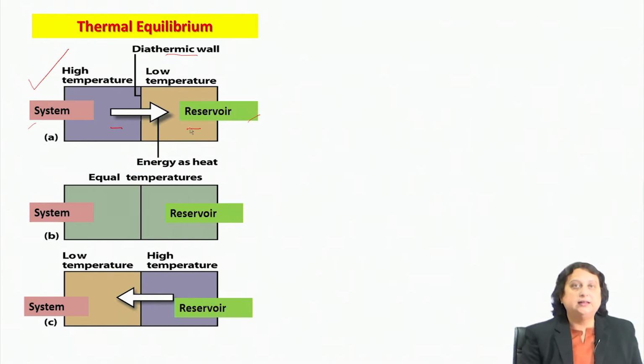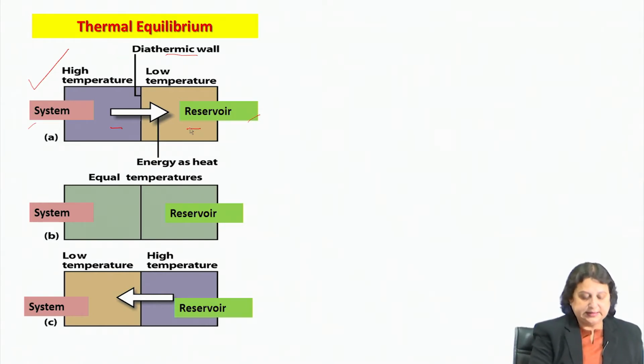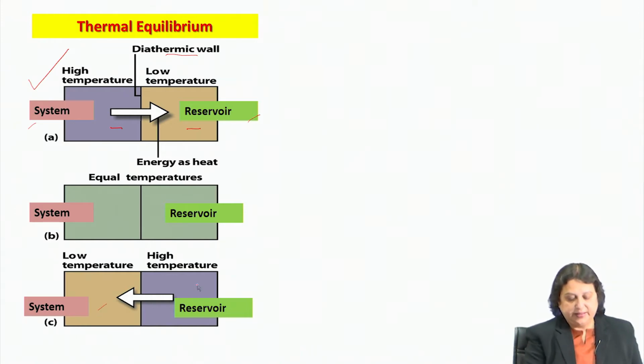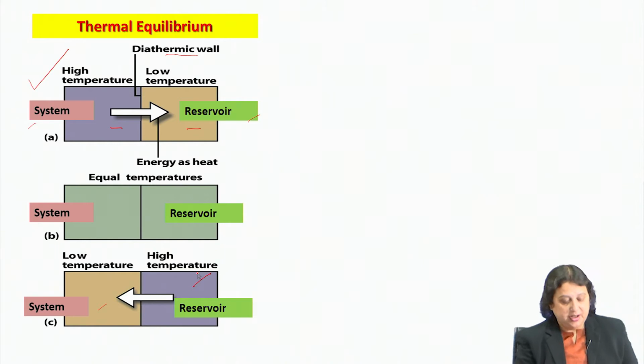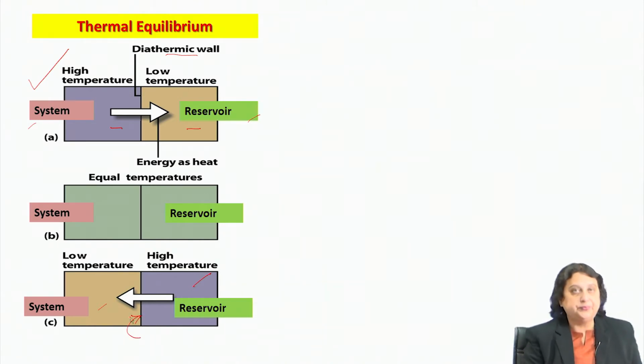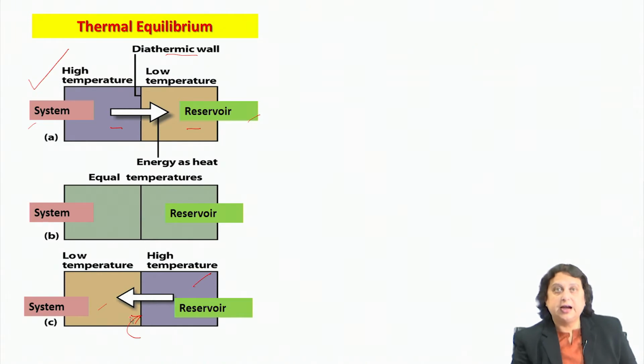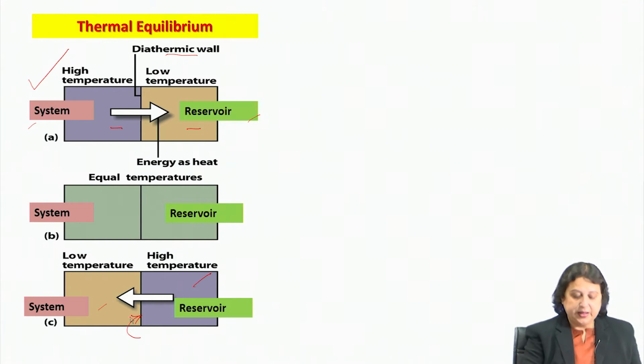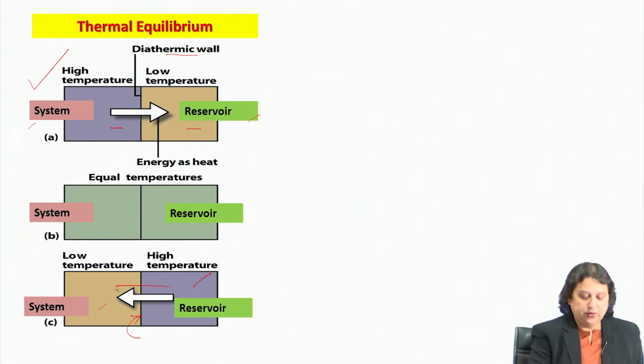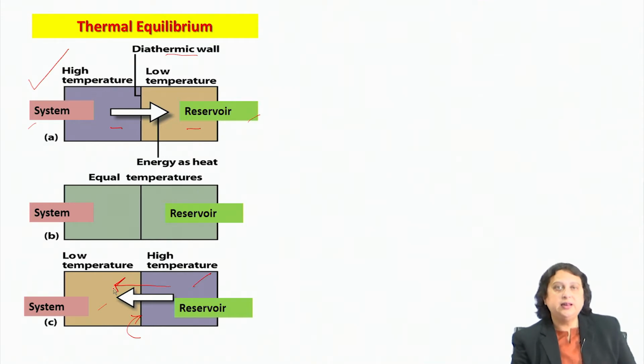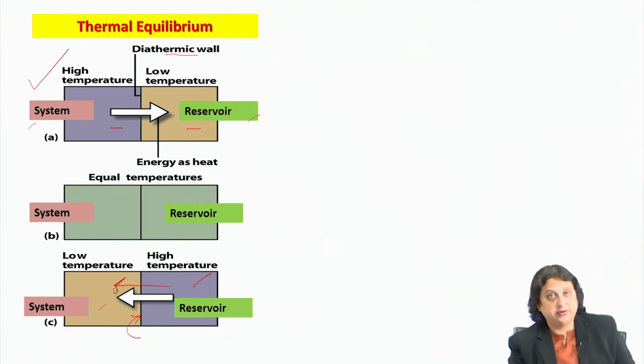Now consider the other situation. If I had the system at low temperature and the reservoir at high temperature, and if there was a wall between them which is rigid, diathermal and impermeable, what is going to be exchanged between the system and the reservoir? Of course, heat will be exchanged between the system and the reservoir, whereby the energy in the form of heat will flow from the region of high temperature to the region of low temperature.